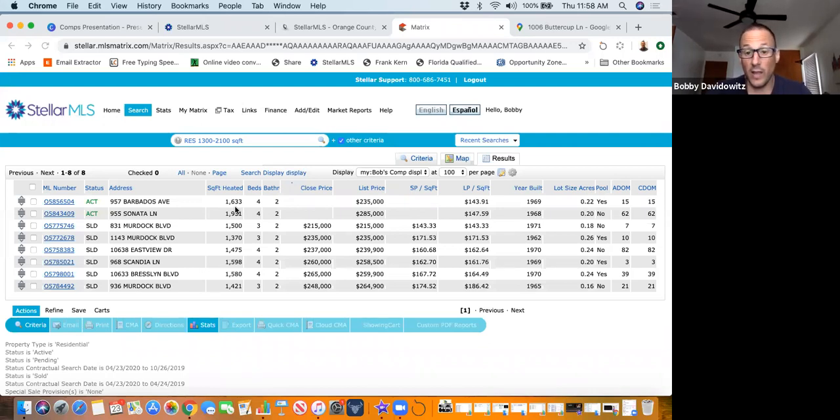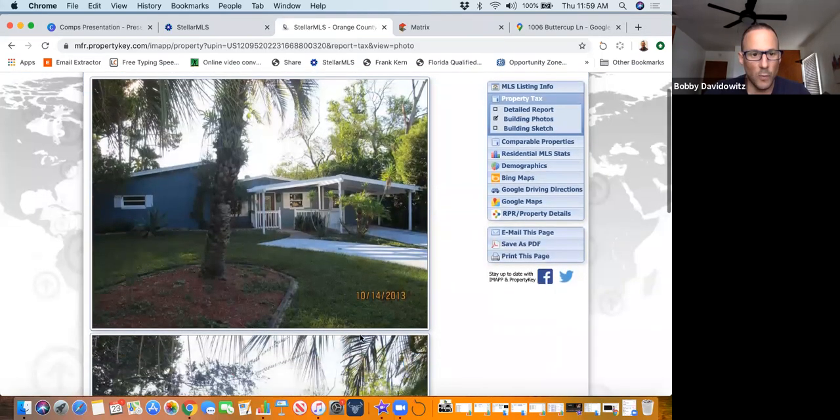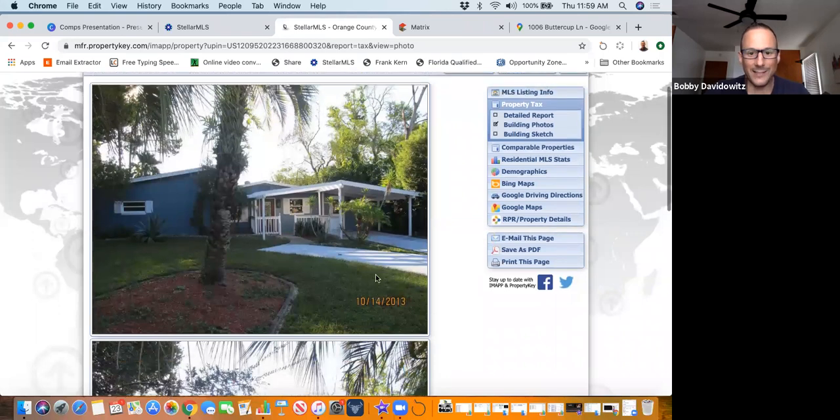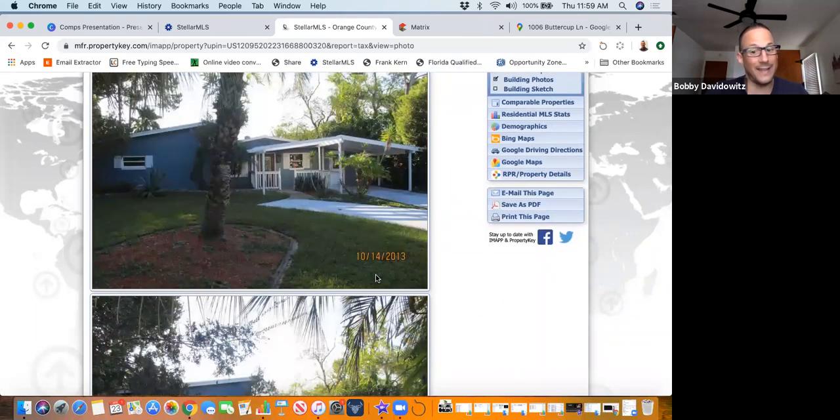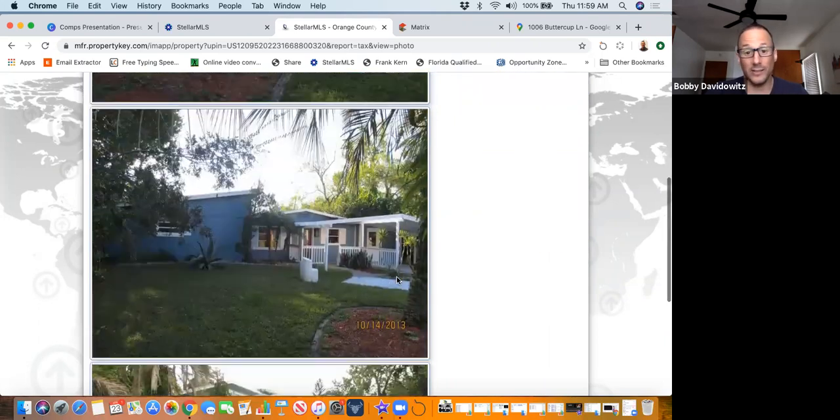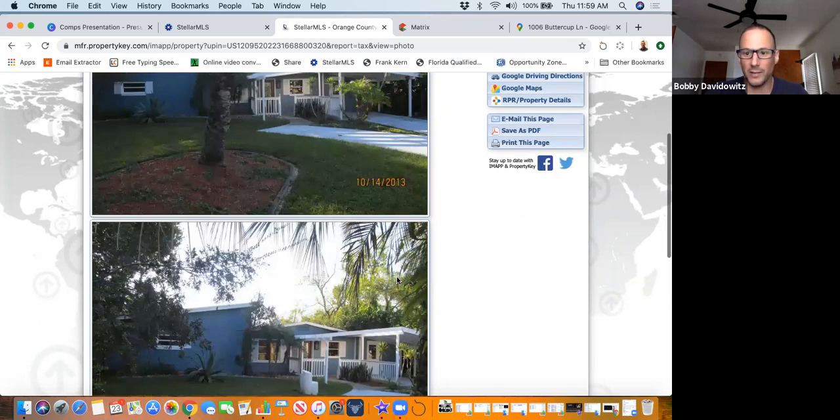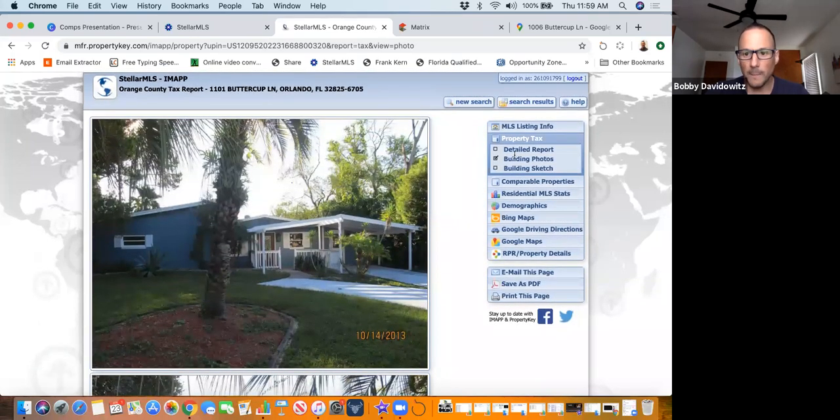I really like the way that property looked from these pictures. It was a nice, cute property, well maintained. But like Esteban says, this was from 2013, so this might not be the way it looks now. You might walk up there and be like, oh, this property, whatever. And then I might go back to the detailed report.